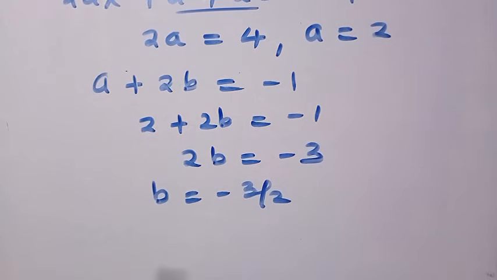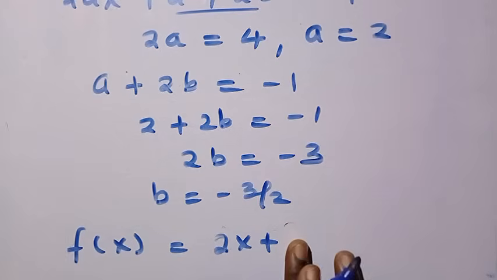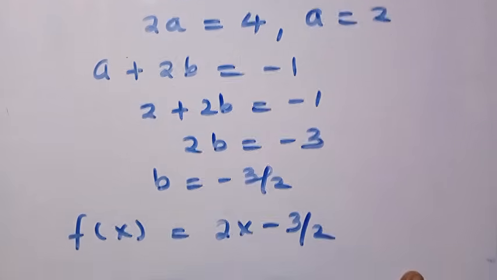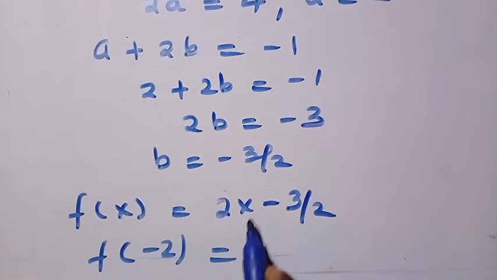So coming to the equation we assumed, f of x equals ax plus b, but a is 2 and b is minus 3 over 2. Changing this a to 2 and this b to minus 3 over 2, and since we need f of minus 2, we just replace x with minus 2. We substitute here, and we get minus 11 over 2.